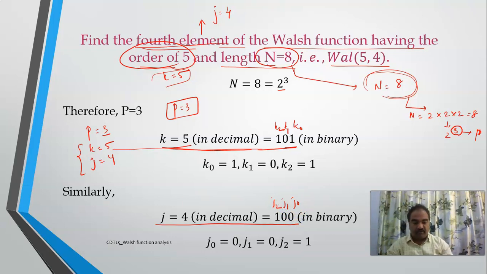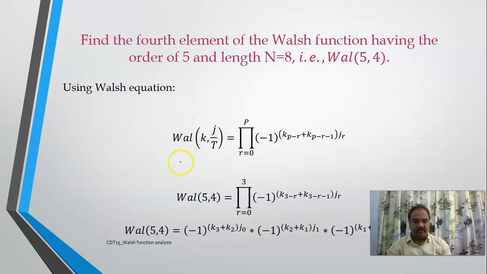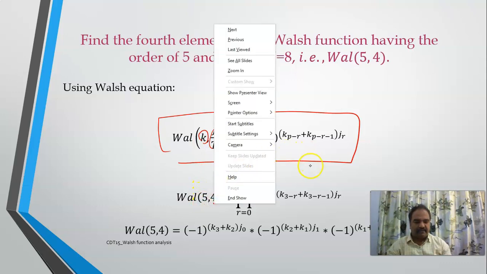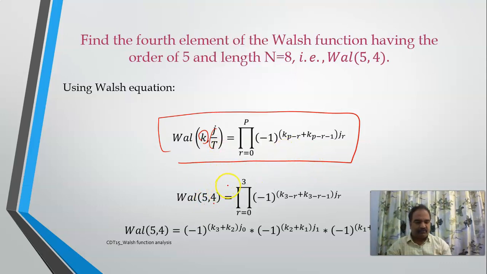Now let us apply the formula which we have gone through. This is the formula for determining the Walsh coefficients. In my case, this is Walsh 5, 4, where k is 5 and j is 4, right? So from 0 to 3, this value is 3. Minus 1 to the power of, now see here, this is the equation. So p is 3, and if I substitute, first I substitute 0, next 1, next 2, next 3.